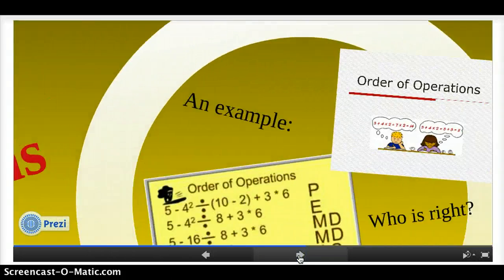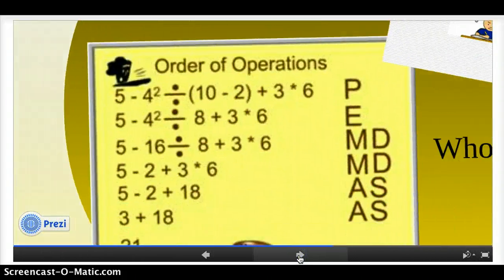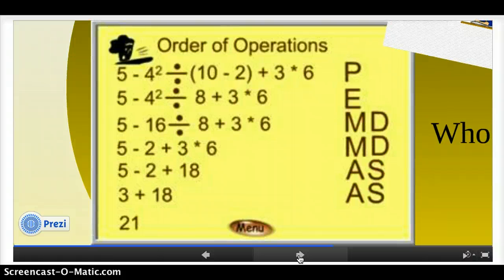All right, so here is an example. Order of operations: you've got 5 minus 4 squared divided by parentheses 10 minus 2, plus 3 times 6. So first you do the parentheses, the P. So 10 minus 2 is 8. So now it's 5 minus 4 squared divided by 8 plus 3 times 6. So the next thing you're going to do is the exponent. So remember, 4 squared means 4 times 4, which is 16. So you have 5 minus 16 divided by 8 plus 3 times 6.